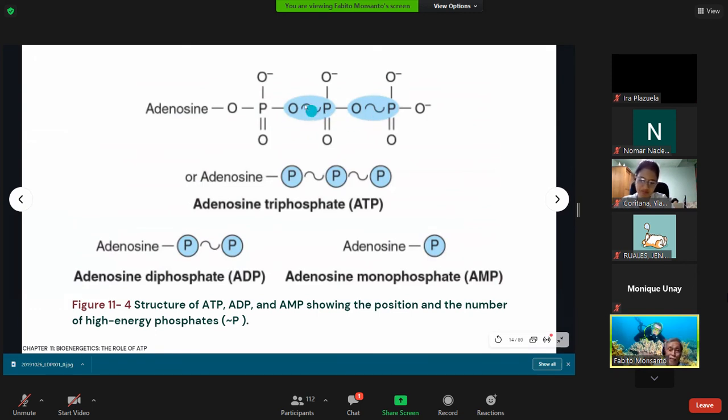But this sign in your bioenergetics, this is known as the squiggle. Squiggle, that one, means high energy phosphate bond. High energy phosphate bond. Look at this. This phosphate here does not have a squiggle. That is just an ester bond. Okay? All right.